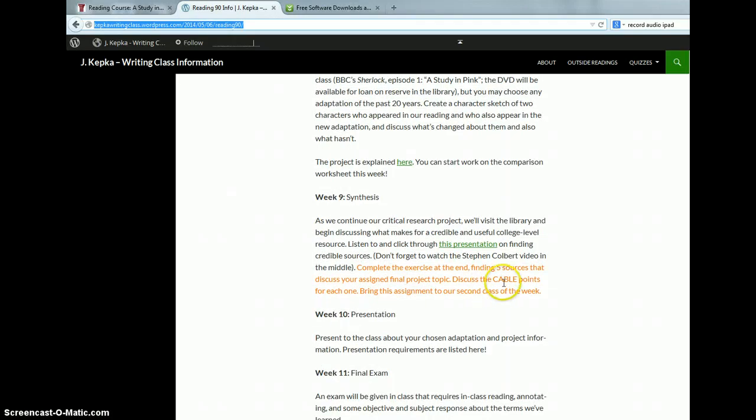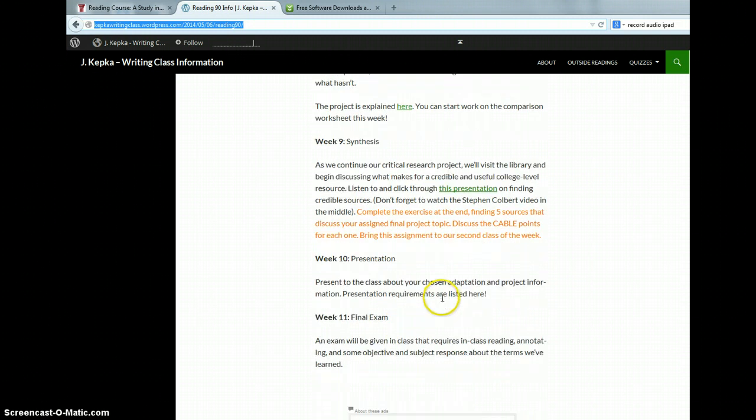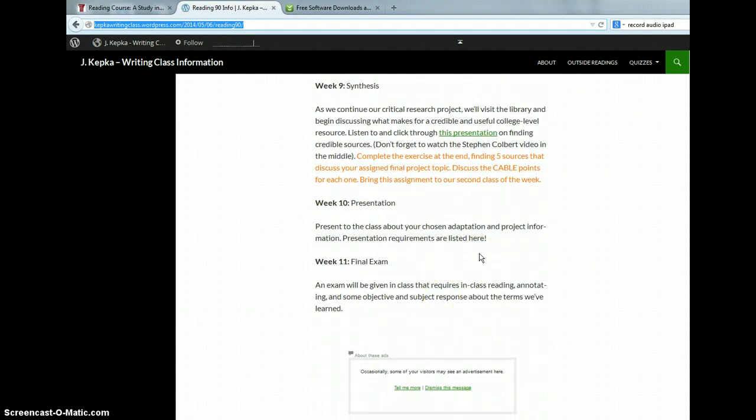So week 9, we're still working with sources and things like that. Week 10, then they would have a presentation, and this is all explained above in that research assignment to the class, where they have to create a comparison between two characters and talk about why they changed between the two works. And I'm running out of time, so that's my OER for Reading 90.